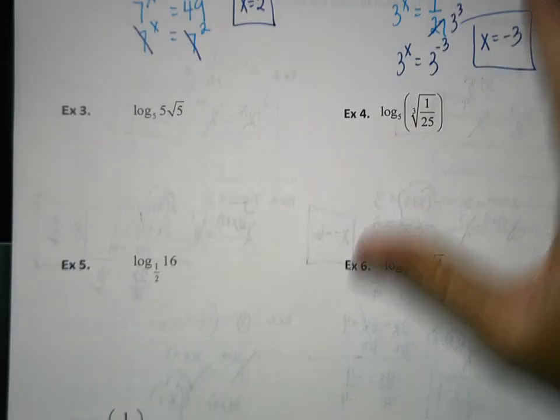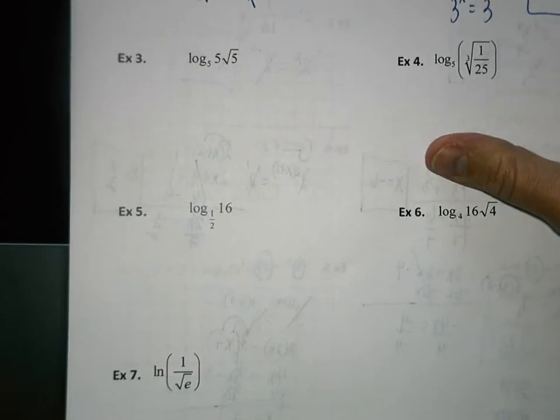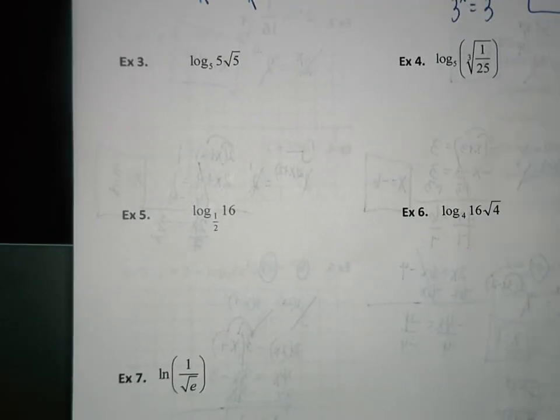Okay, example 3. This one's slightly more complicated. How many of you think you know the answer to this one? Okay, what do you think it is? I'm just curious. Okay, what do you think it is? Negative 3 as well? Okay, you guys are thinking correctly, but it's not exactly right. What do you think it is? Yes, you're right. Okay. I'm not telling you.